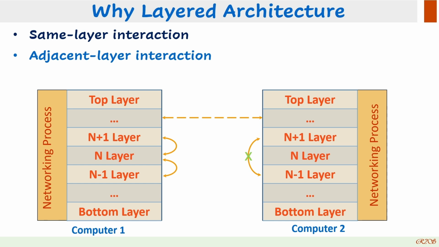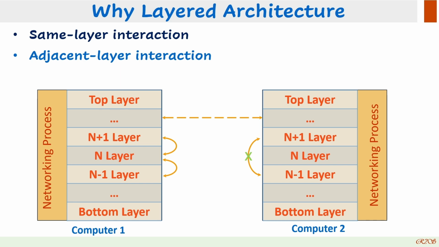If you look at computer 1 in this figure, you can see that layer n can communicate with layer n plus 1, or layer n can communicate with layer n minus 1, but layer n plus 1 cannot communicate with layer n minus 1.